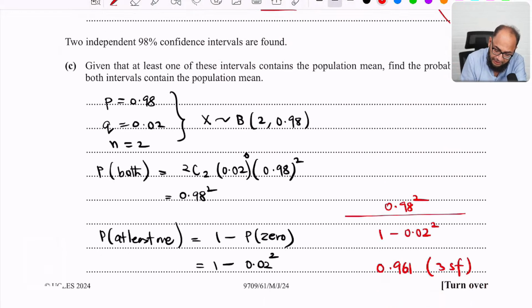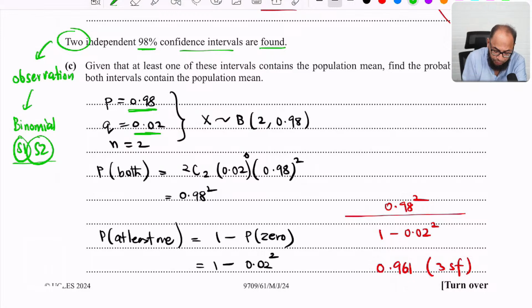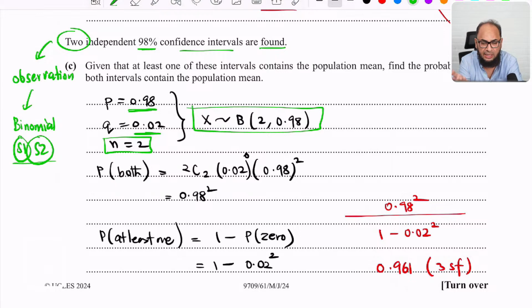The next part. Two independent 98% confidence intervals are found. Two independent means two observations. Now remember that binomial is part of S2, and knowledge of S1 is assumed. So this is the probability of success, this is the probability of failure, and the number of trials is 2. So write it out. X follows a binomial distribution 2, 0.98.